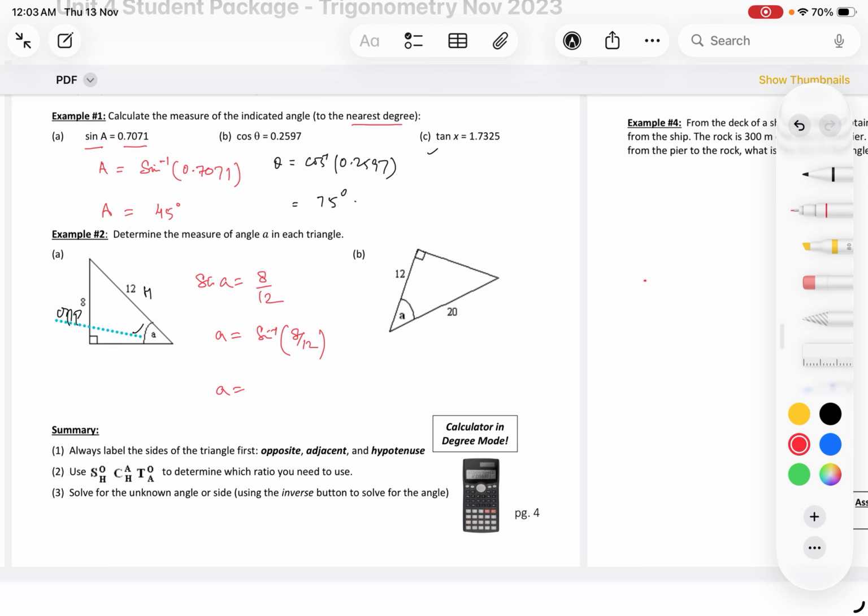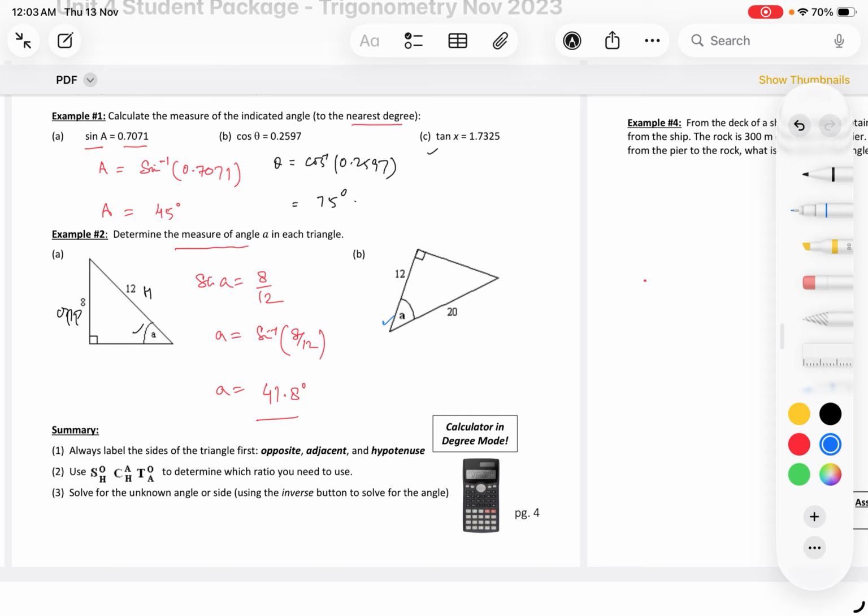So when I write sine inverse, I have to use my calculator. Sine inverse of 8 divided by 12, I get the answer as 41.8 degrees. So you can write 41.8 degrees. Since it's not mentioned to round it off to the nearest degree in this case, we can write it in decimals also. In the second part, we are asked to find the angle A.